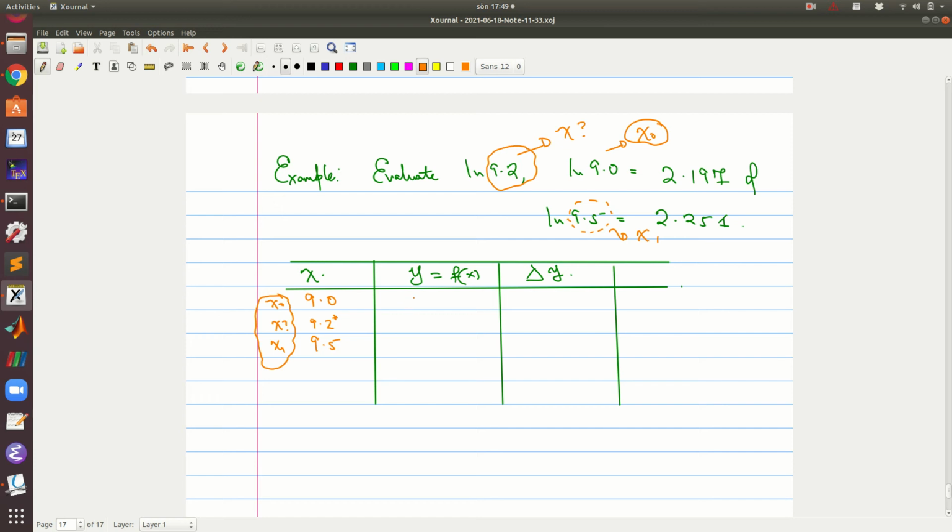So the natural log of 9.0 is 2.197, and this one here is 2.251. And then the forward difference here, we know it is y1 minus y0. Again, you should have this at the back of your mind, you don't need to fill it in here. However, we know that this is y1 minus y0, which is 2.251 minus 2.197.